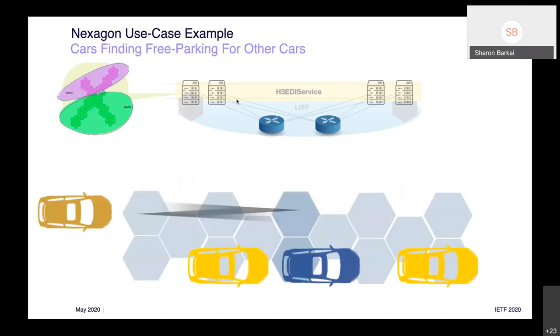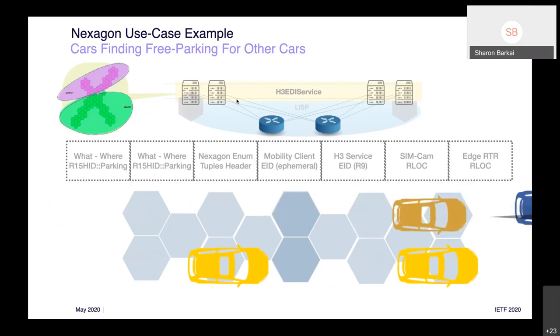Here is an example of cars finding parking for other cars. This car saw this parking spot being available. It doesn't need it, but it does see it, and it sends to the edge RTR RLOC with the SIM cam RLOC. This is how we traverse NAT. Each H3 service R9 hierarchy, representing a few blocks, with the mobility client EID, which is sort of a temporary EID it gets every time to be able to participate in this network.